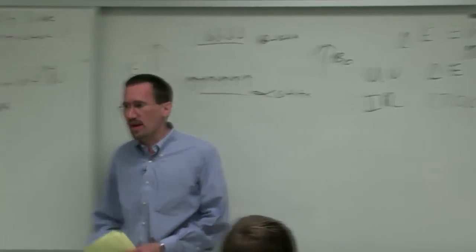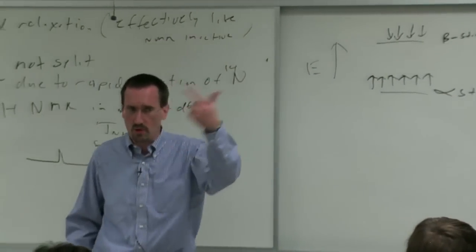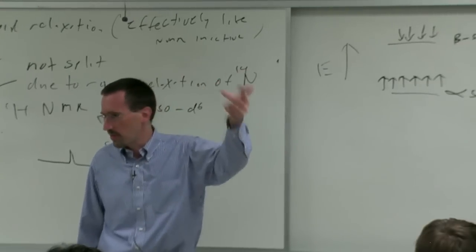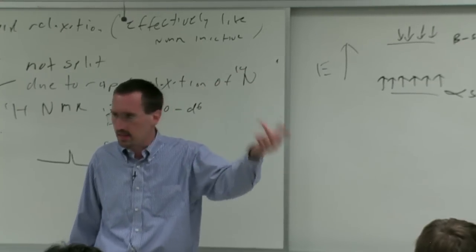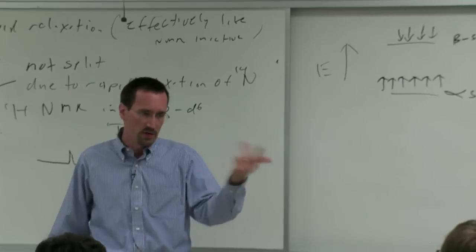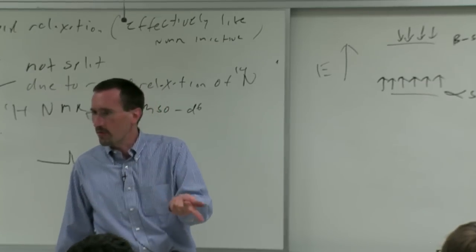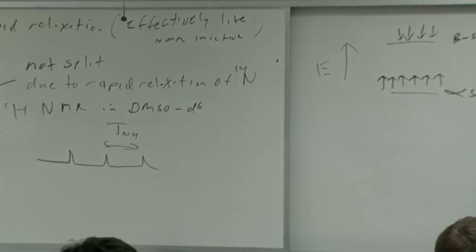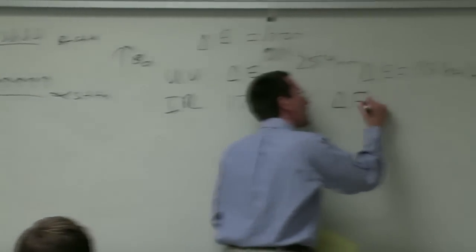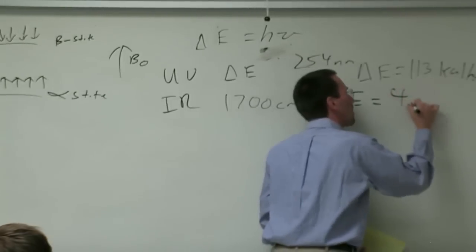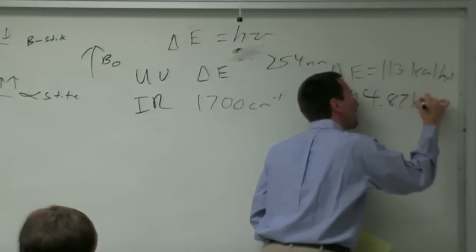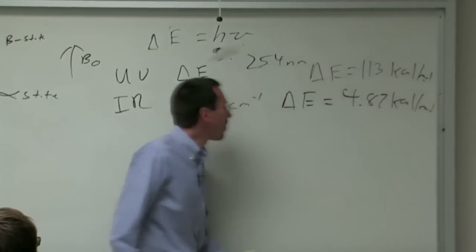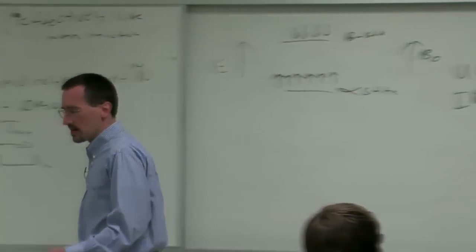We said that wave number was centimeters per wave, which meant your wavelength is 1/1700th of a centimeter, and that's lambda. Then you calculate your frequency, and it's in the infrared range, and you plug into delta E equals h nu, and you find out that delta E is equal to 4.87 kilocalories per mole.